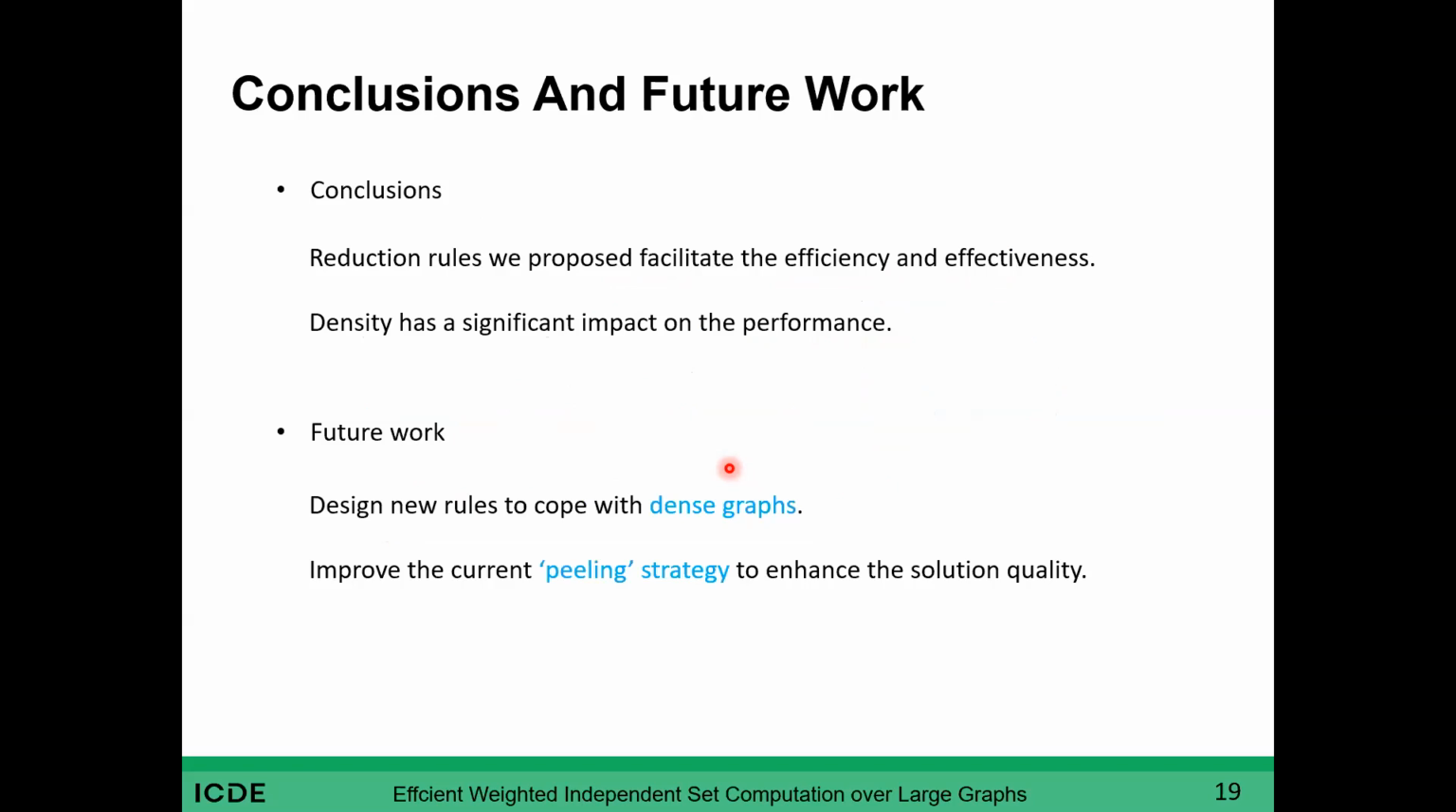So totally, we can conclude that our framework improved performance as expected, and graphs with high density remain to expect more efficient methods. So in future, we plan to develop more new rules that can cope with dense graphs and improve the current peeling strategy for further enhancement.